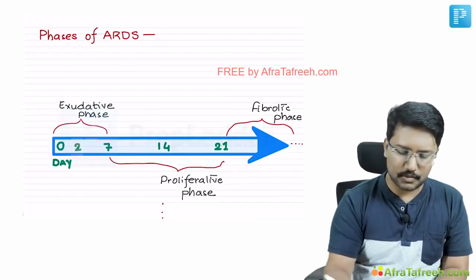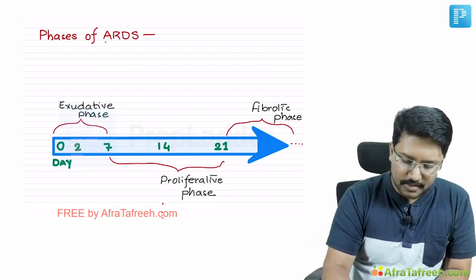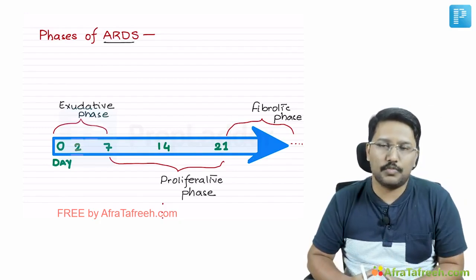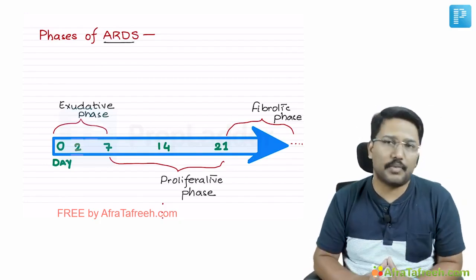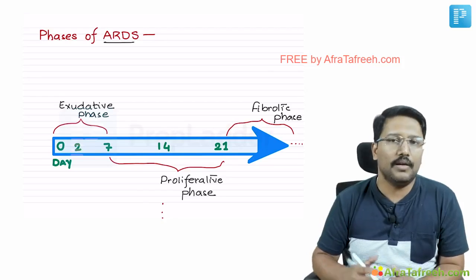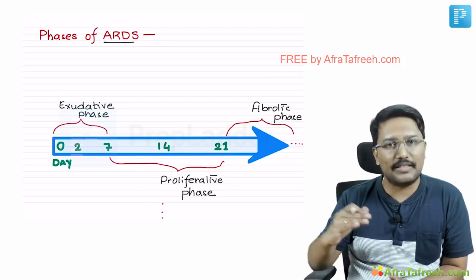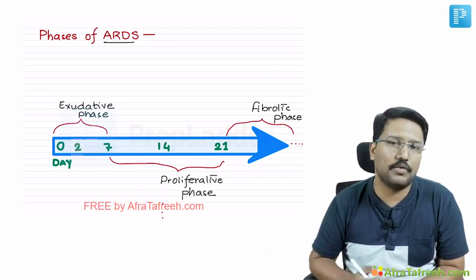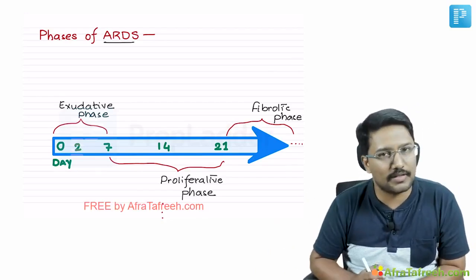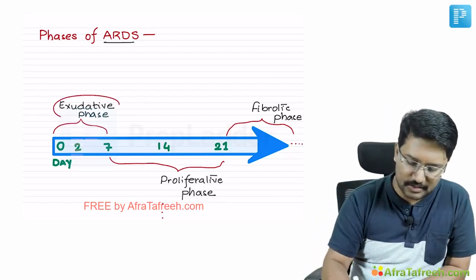Now, having understood the pathogenesis of ARDS, it's time for us to learn about the phases of ARDS. So whatever we spoke so far, that all is happening in the first 7 days of ARDS. That's what we call the acute phase. After that, if the clinical insult is not ongoing, then the patient gets into a recovery phase. So what are the changes that happen in the recovery phase is also something we need to be aware of. So the first 7 days is what we call the exudative phase.